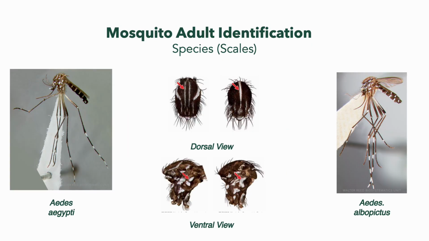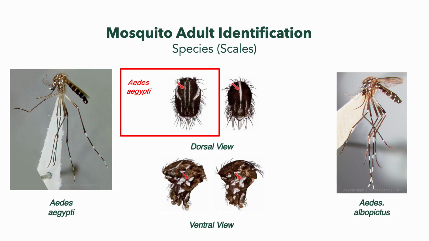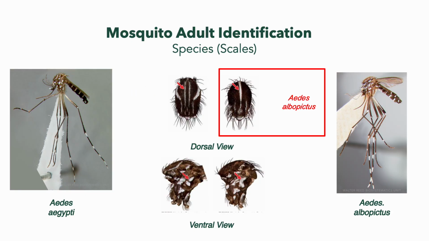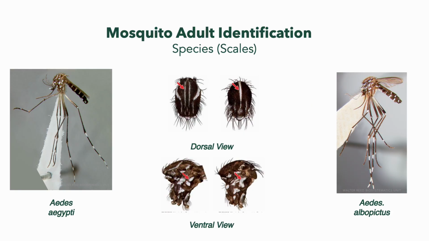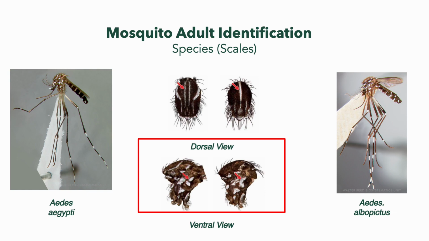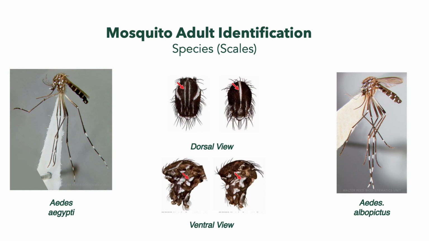Within each genus, thoracic and abdominal scale patterns support species-level identification. For example, Aedes aegypti has a lyre-shaped marking on the thorax, whereas Aedes albopictus displays a single white dorsal stripe. Because scales may wear off with age, additional characteristics, such as ventral thoracic markings, should be examined. Although subtle, these variations are essential for accurate species identification.